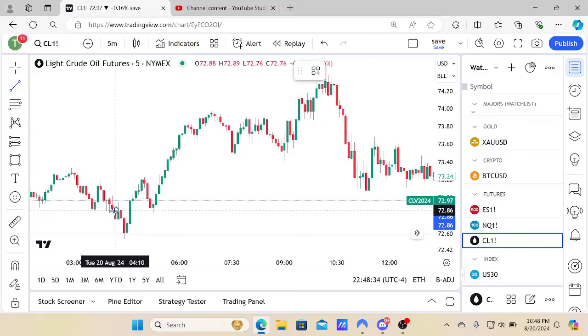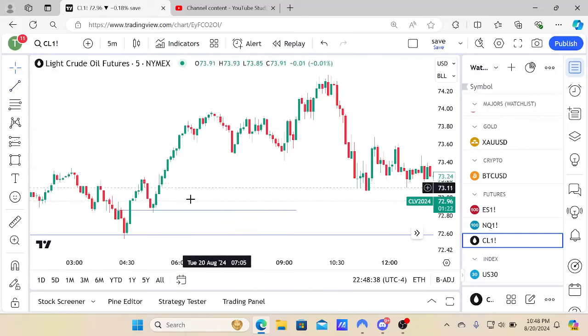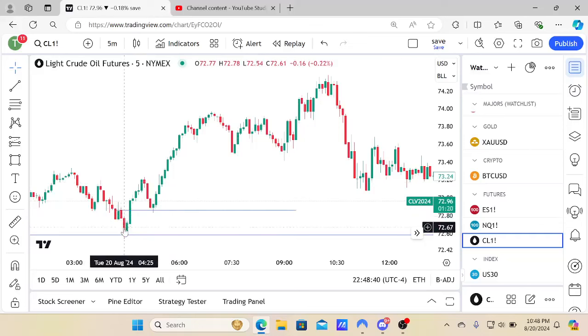Look, take the bodies right there. Look at that right there. That is your bullish order block on the 5-minute chart. Look at the bodies. So guess what? It pulls back into it. It tests it. There's your entry. You can get an entry there.